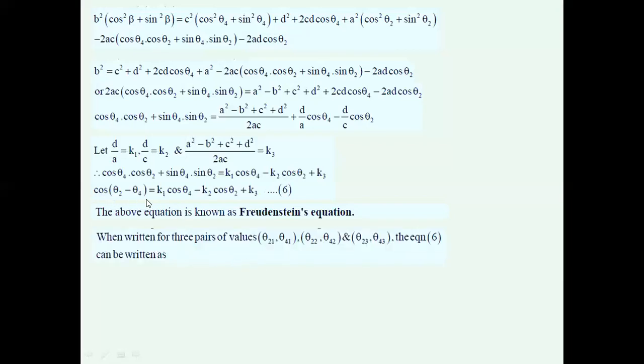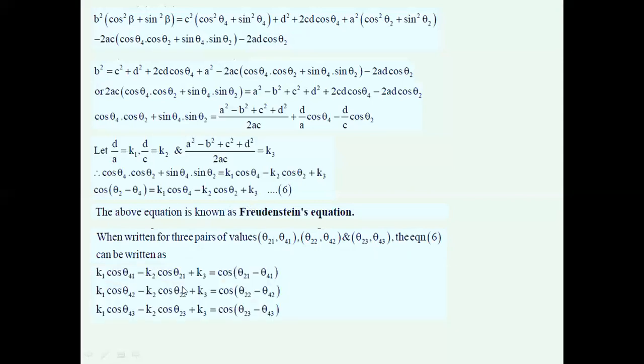When the above equation is written for 3 positions, that is for 3 pairs of values, theta 21, theta 41, theta 22, theta 42, theta 23 and theta 43, where 21, 22, 23 are the input angles and 41, 42, 43 are the output angles. So when we write the Freudenstein equation for these 3 values, it can be written like this. Theta 2 is replaced by 21, theta 4 is replaced by 41. This is for the first position.